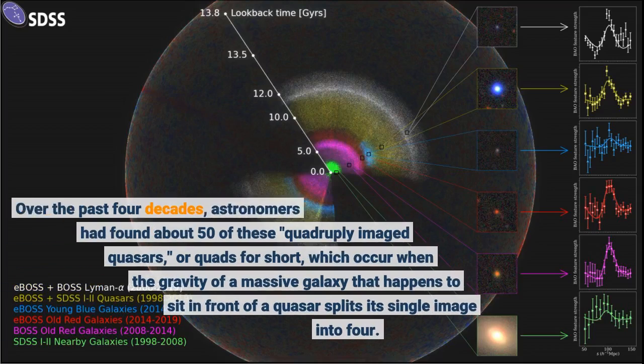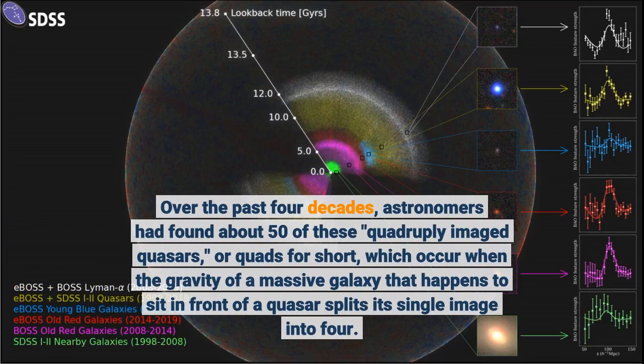Over the past 4 decades, astronomers had found about 50 of these quadruply imaged quasars, or quads for short, which occur when the gravity of a massive galaxy that happens to sit in front of a quasar splits its single image into 4.